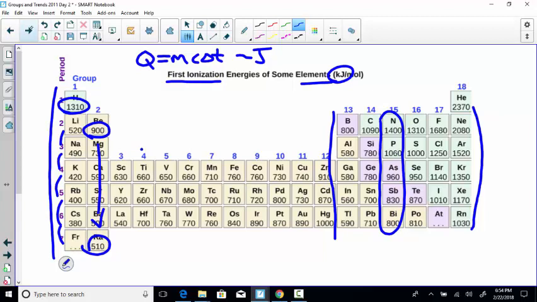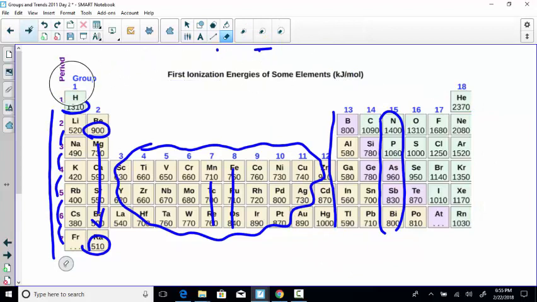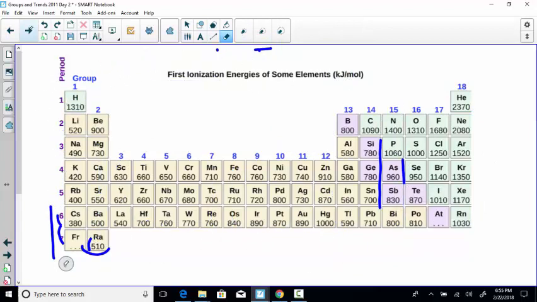Now, you start looking in here. You're going to see some anomalies. That's okay. Like here, right here, we get bigger, and here we get bigger, but that's okay. I'm not worried about that. I'm worried about overall what the trends are. Okay, so that's some of our first trends as we look at ionization energy.